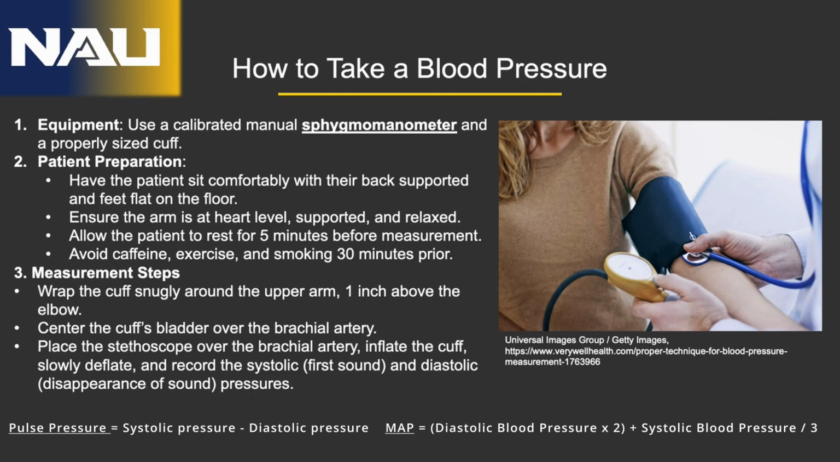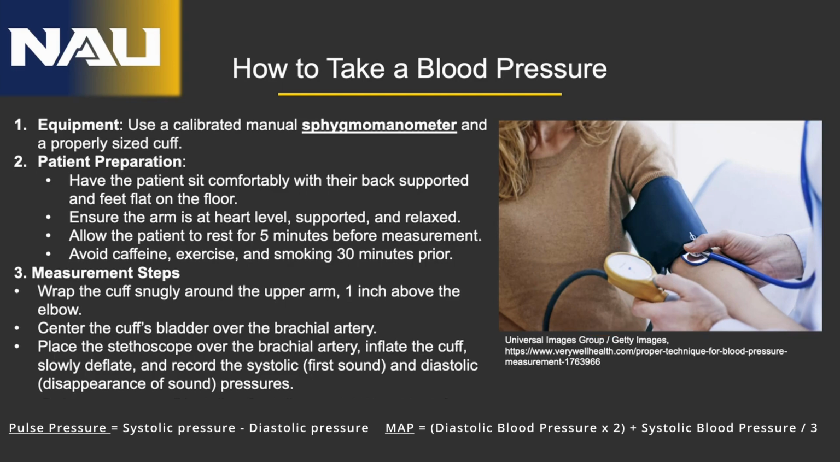To accurately measure blood pressure, first you have to locate the brachial pulse with 2 fingers. Then place a calibrated manual sphygmomanometer. And yes, you'll need to know how to spell sphygmomanometer. Sphygmo means pulse, and manometer means pressure measurer. So it's a pulse pressure measurer.